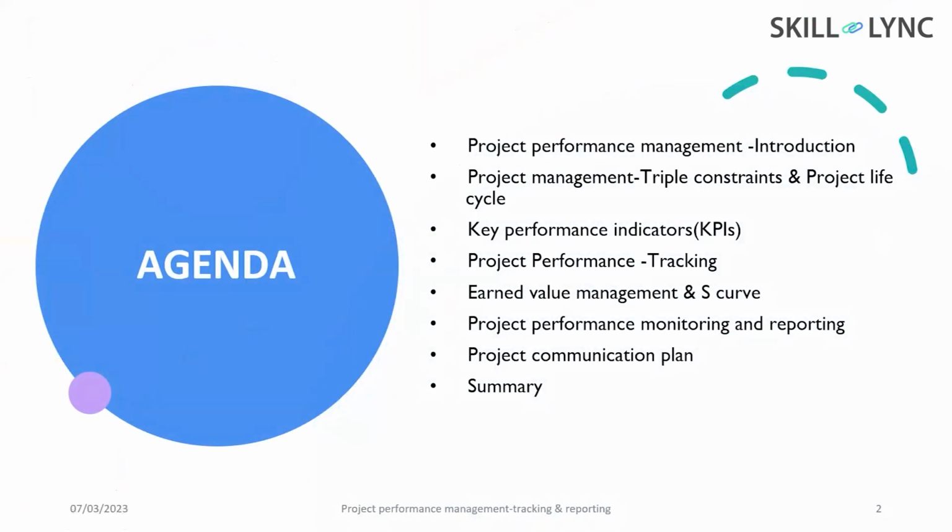So first we'll explain what is project performance management, a brief introduction. Then we will learn the triple constraints or the iron triangle of project management, then the project life cycle. Later on, we will learn about the key performance indicators, like how can we track the performance? What are the parameters that we need to check? That is known as key performance indicators.